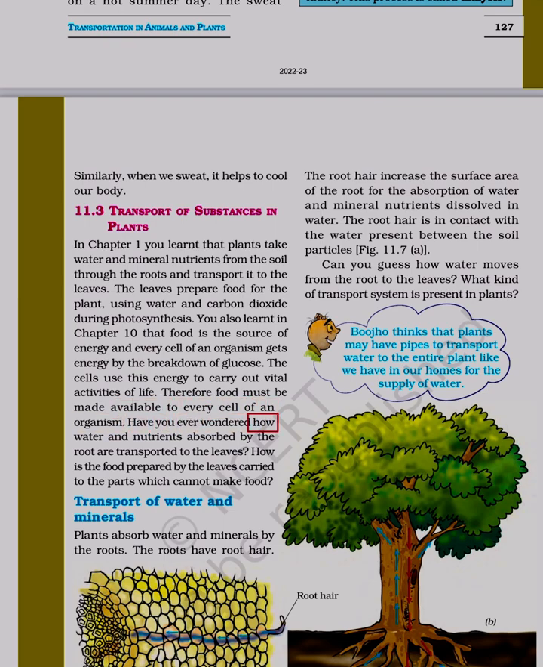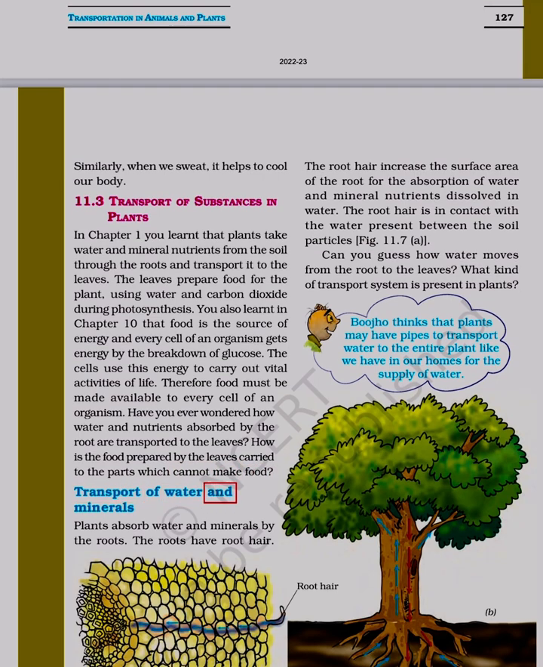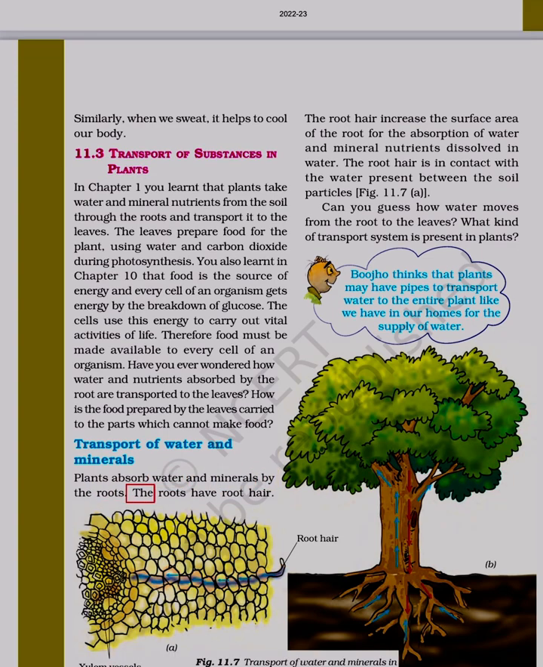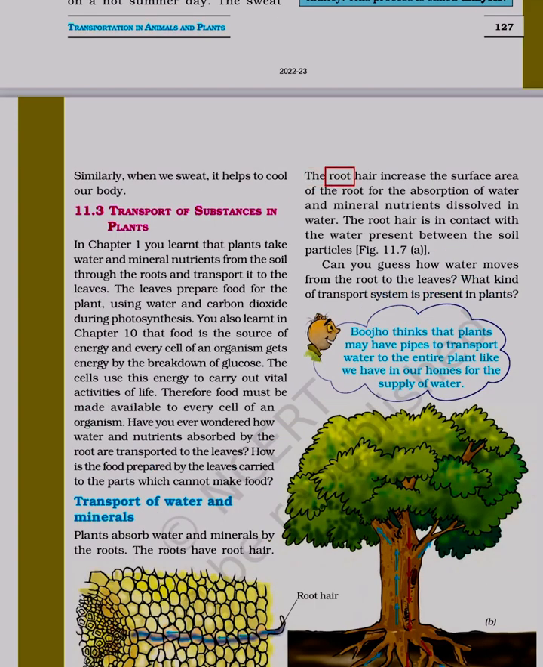Have you ever wondered how water and nutrients absorbed by the root are transported to the leaves? Is the food prepared by the leaves carried to the parts which cannot make food? Transport of water and minerals. Plants absorb water and minerals by the roots. The roots have root hair. The root hair increase the surface area of the root for the absorption of water and mineral nutrients dissolved in water. The root hair is in contact with the water present between the soil particles.